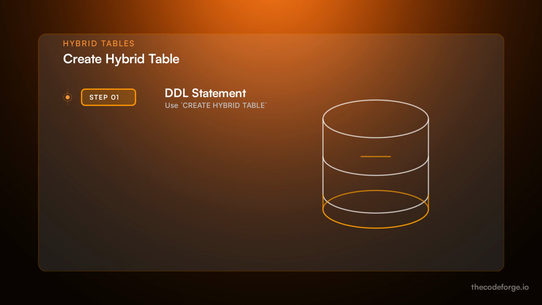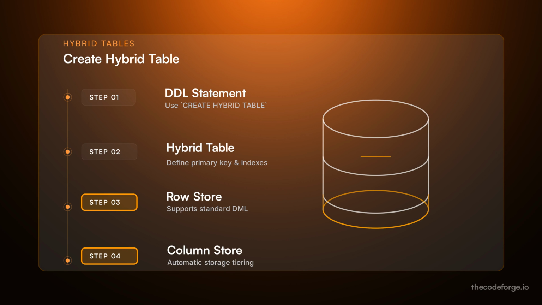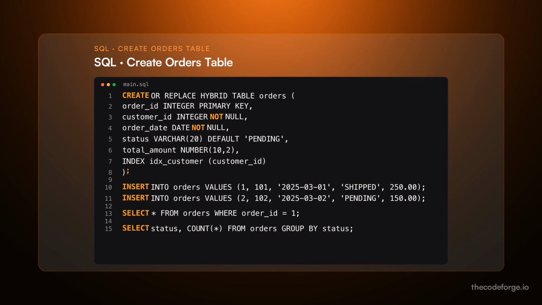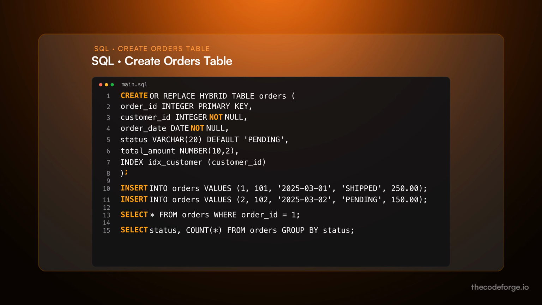Creating a hybrid table is similar to a standard table, but with the hybrid keyword. You define a primary key and optional secondary indexes. Snowflake automatically manages data placement between row and column stores. We create a hybrid table for orders with a primary key and an index on customer-id. We insert sample data, then run a point lookup and an analytical query.